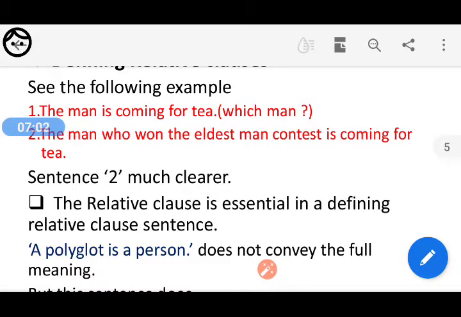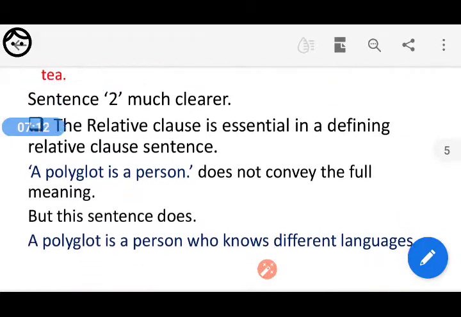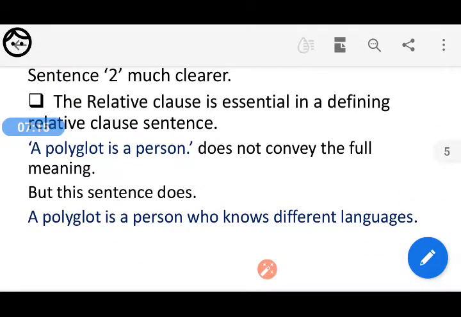Now you see, a polyglot is a person. This does not convey the full meaning. But in the second sentence, you see, a polyglot is a person who knows different languages.